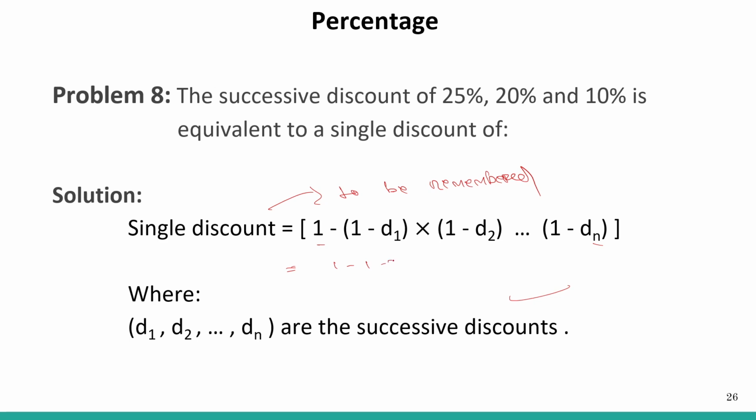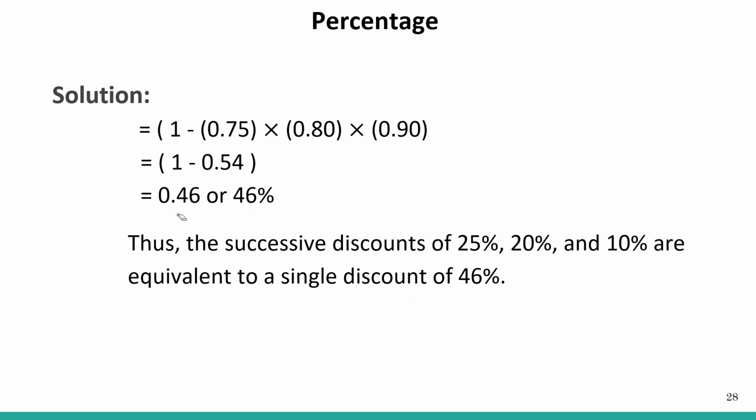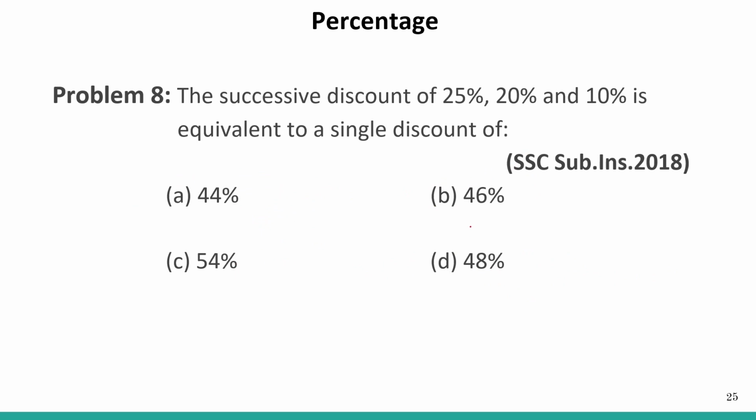So 1 minus 0.25 into 1 minus 0.2 into 1 minus 0.1, that is equal to 1 minus 0.75 into 0.8 into 0.9. Okay, that is actually equal to 0.46. So 0.46 in percentage is 46%. This is the correct option. So all the other options are incorrect. So only 46% is correct. These options are all wrong.